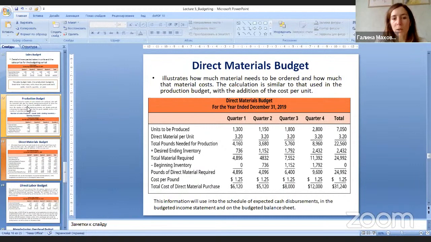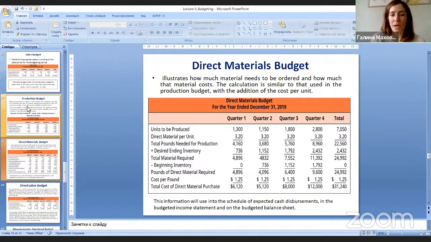For example, in Q1, we define that we should produce 1,300 units of product. We have information that each unit requires 3.20 pounds of materials. So we can calculate total pounds, how much materials we need to produce the product. But we also want to have some inventory of materials. Only companies which use a just in time system try not to have any inventory. But as we speak about traditional production, of course, we want to have some inventory to provide our production and not have problems in our production.